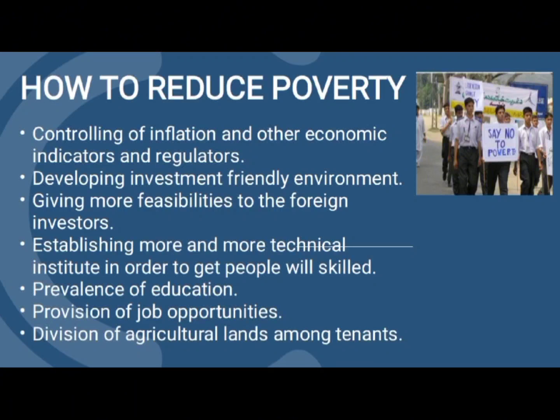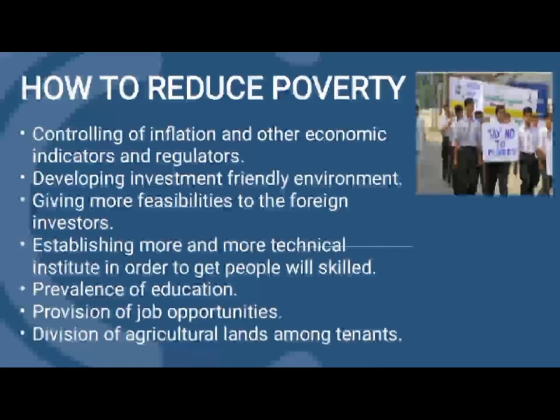Number 6, providing job opportunities is important for economic growth and social stability. It requires a combination of government policies, investment in education and skill training, support for entrepreneurship, and creating a favorable business environment.